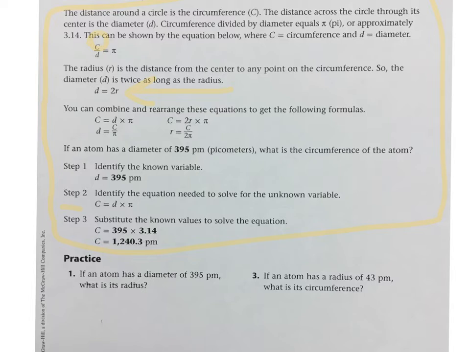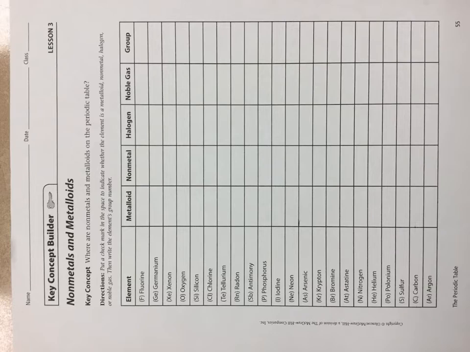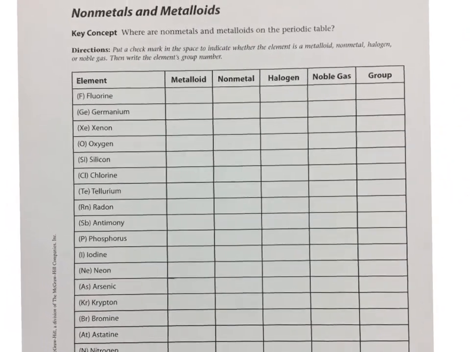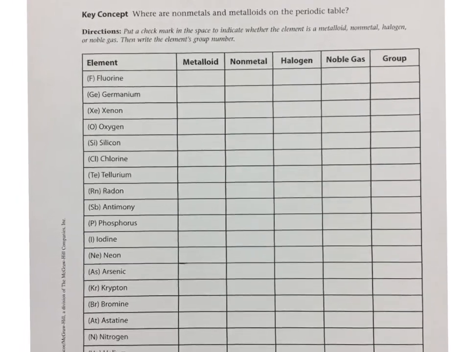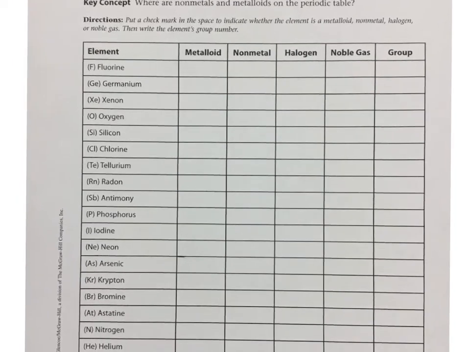All right, so you'll be doing that one and then submitting it to the post, and I'll be grading them throughout the day. And then let me see if I can flip this guy for you. There we go. This one, the directions are put a check mark in the space to indicate whether the element is a metalloid, non-metal, halogen, or noble gas.